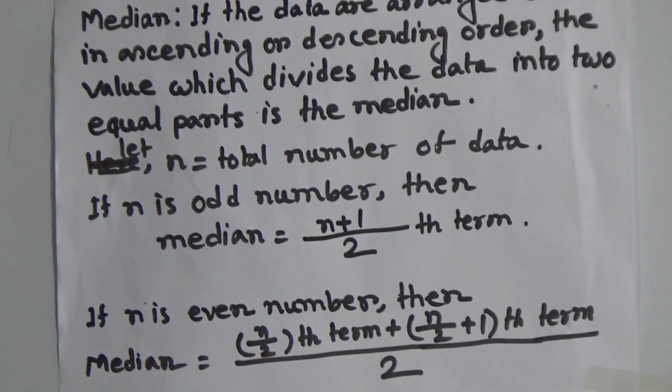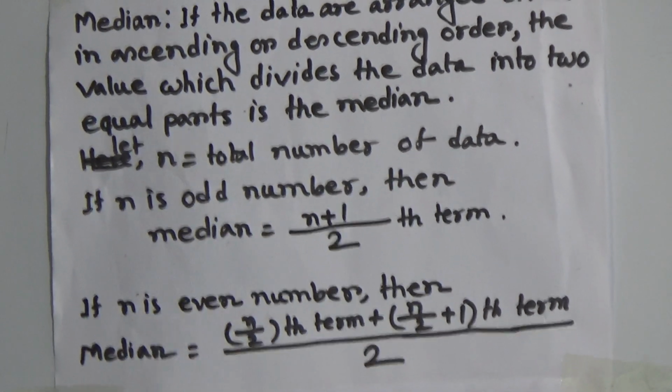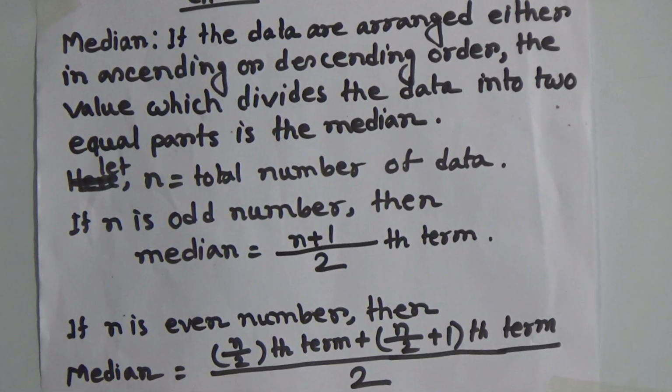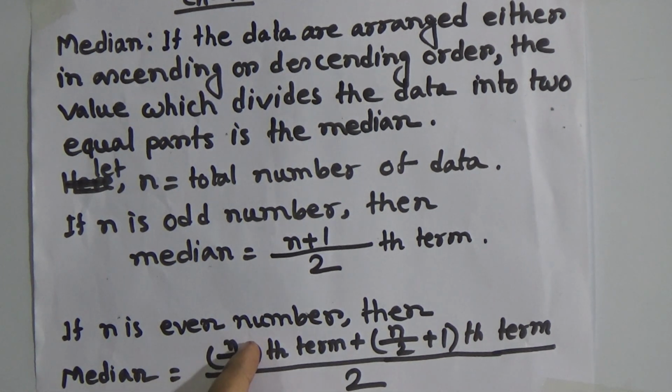Now we shall learn, if n is an even number, how can we find the median? Median equals the (n by 2) th term plus the (n by 2 plus 1) th term, divided by 2. That means the average of the numerical values of the n by 2 term and the n by 2 plus 1 term. Okay. So when we do an example, it is easier for you to understand.